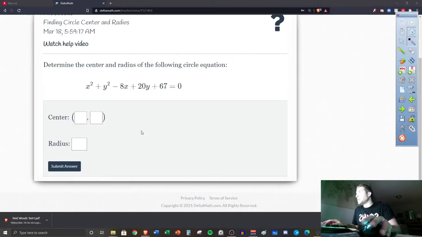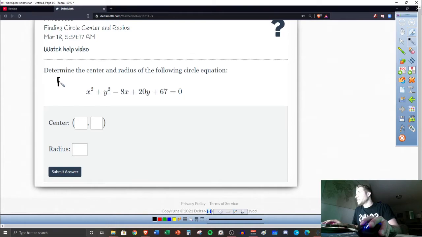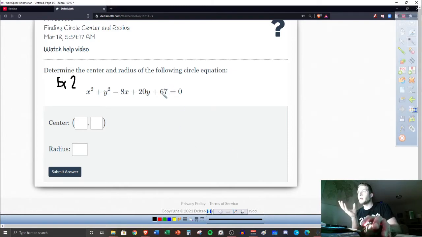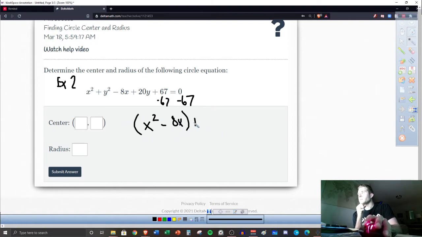Let's go ahead and answer this one. So you can put example 2 in your notes. I am going to go faster on this. So remember, the first process that you should be doing is organizing these by their similar variables. And we want to make sure we move this constant over. We don't need this over here in our factoring process. So I'm going to subtract that 67. So we're going to get x squared minus 8x. I like to put these in parentheses. Know that, hey, these are grouped up. These are going to be grouped.